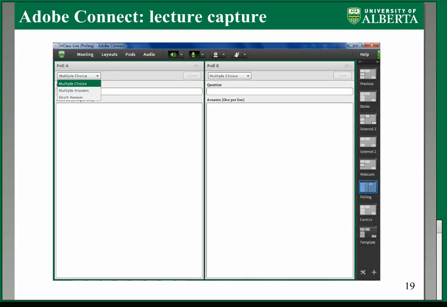I haven't played with this a lot. I don't require my students to bring this technology in. This is an option for them. I'm just trying to figure it out and figure out how to use it. But it is something that could easily be used by instructors as an iClicker replacement.